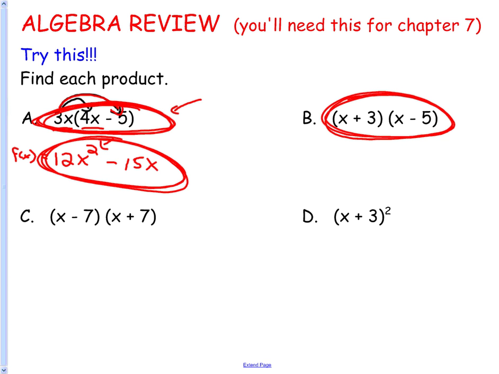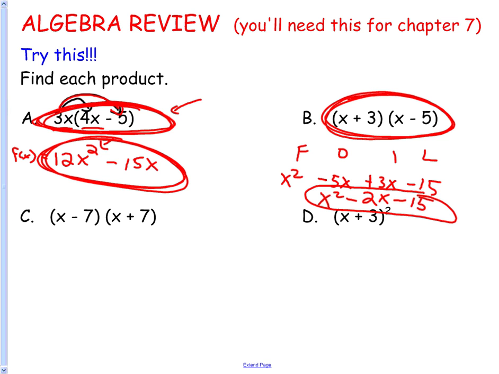All right, so this one: first, outside, inside, last. That ring a bell? You really need to know that inside and out. All right, so let's do first, x squared; outside, negative 5x; inside, positive 3x; last, negative 15. x squared minus 2x minus 15. Raise your hand if you had that one right. Okay, so notice this one was a quadratic and it had only 2 terms. This one's a quadratic and it has 3 terms. This one was a quadratic and it ended up only having 2 terms. Why? Because the inside ones canceled out.